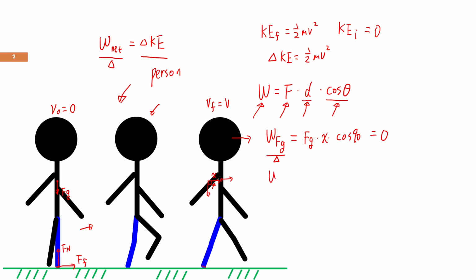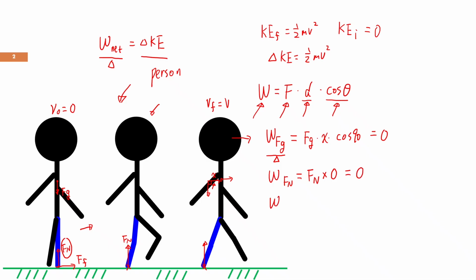Then let's look at the work done by the normal force. The normal force is applied by the ground, but this contact point does not move. In other words, the force application point of the normal force does not have any displacement. So even though we have a normal force, because the displacement is 0, the normal force does not do work.